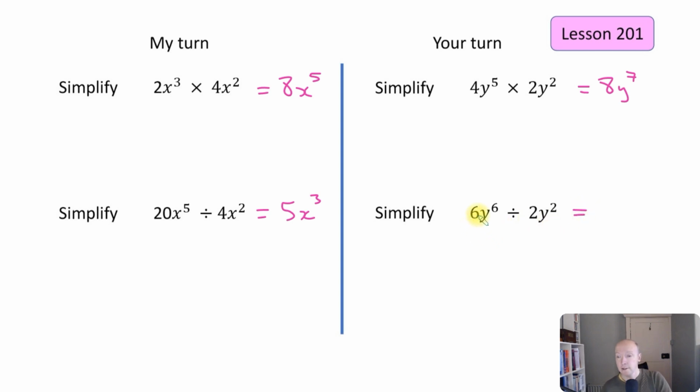And here we're going to first of all do 6 divided by 2. That's this 6 here divided by this 2 here. That's 3. And then we're doing y to the power of 6 divided by y squared. So that's where we subtract. So that's 6 take 2 is 4.